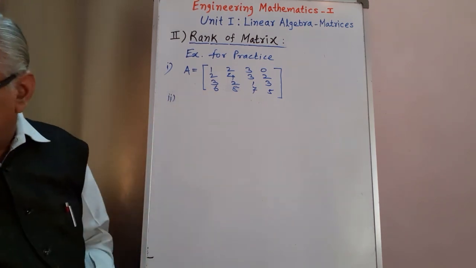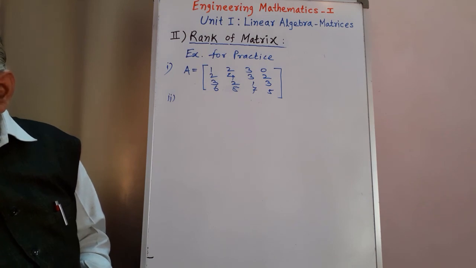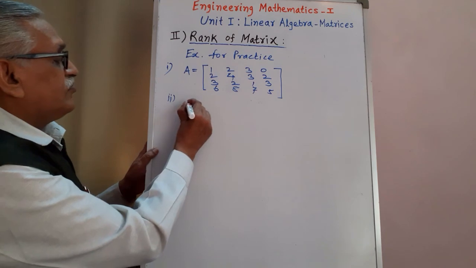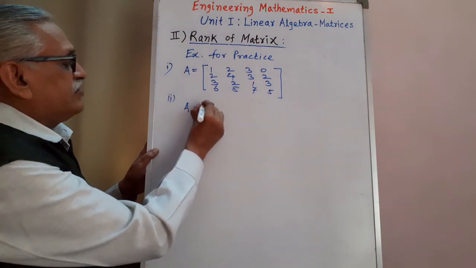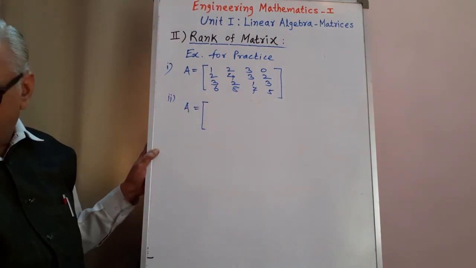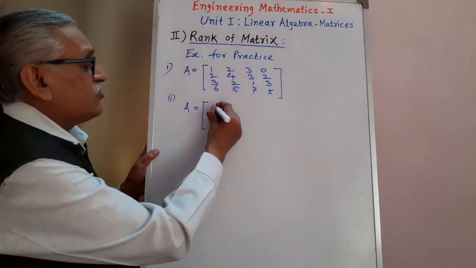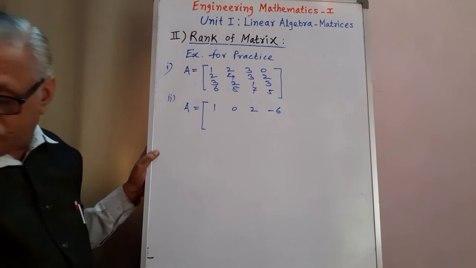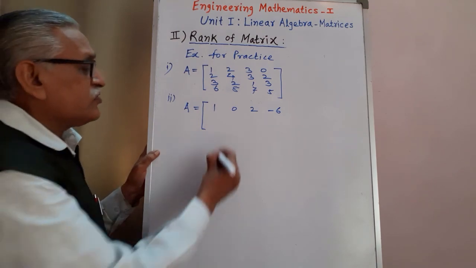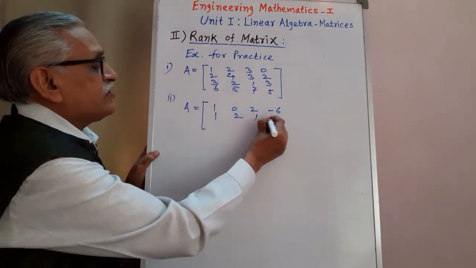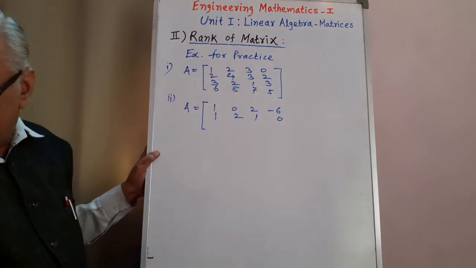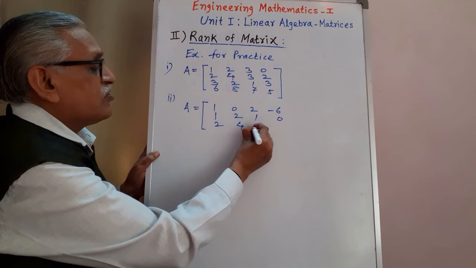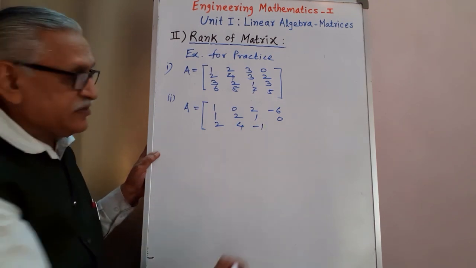Second, matrix A is equal to, elements are 1, 0, 2, minus 6, 1, 2, 1, 0, 2, 4, minus 1, 0.